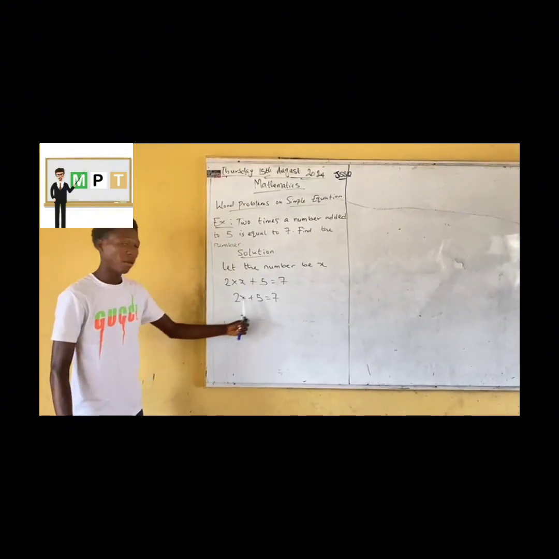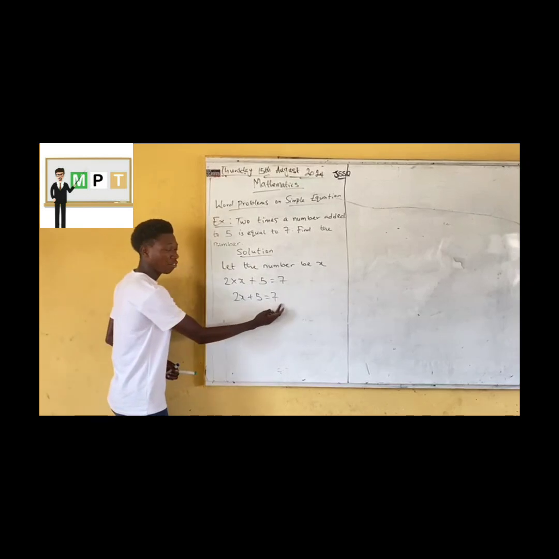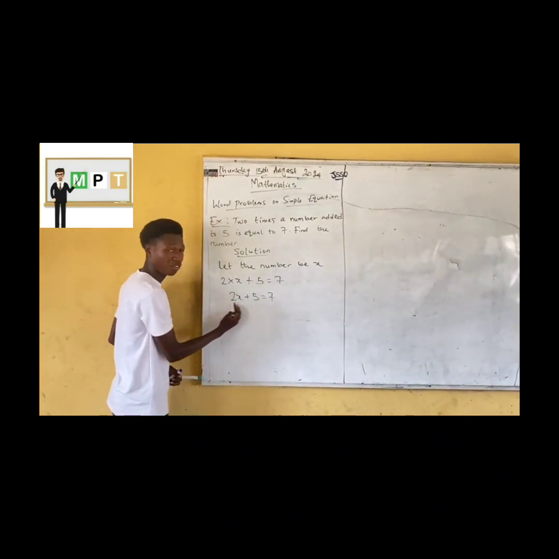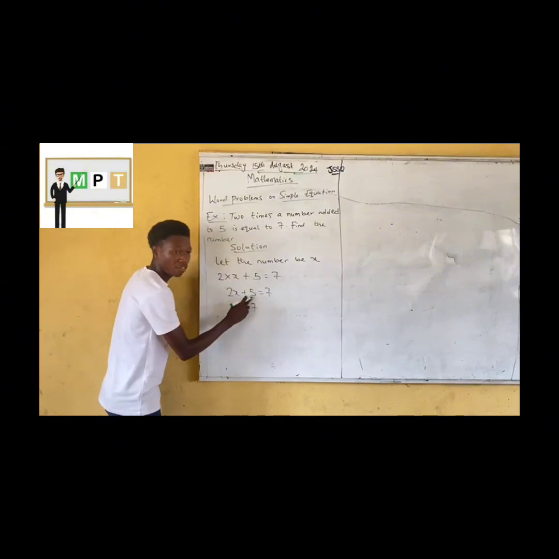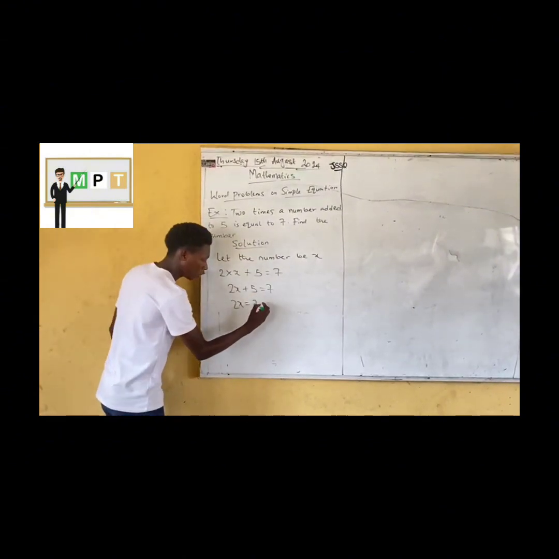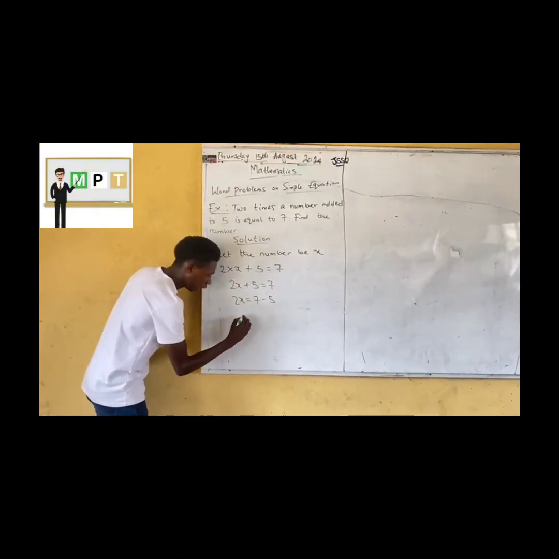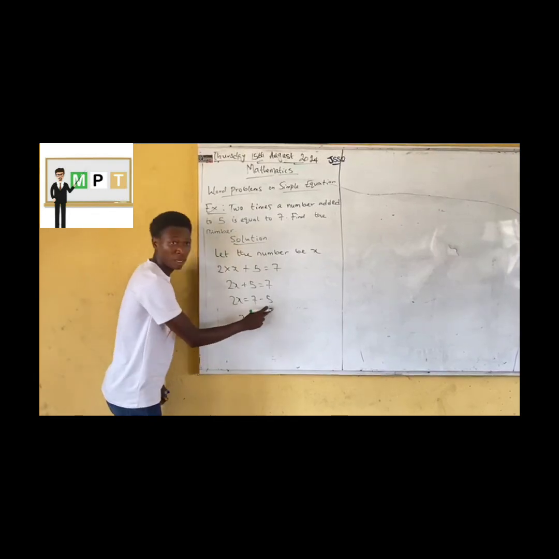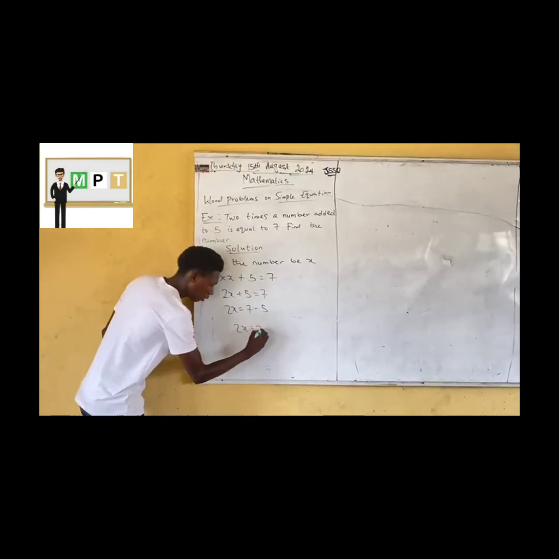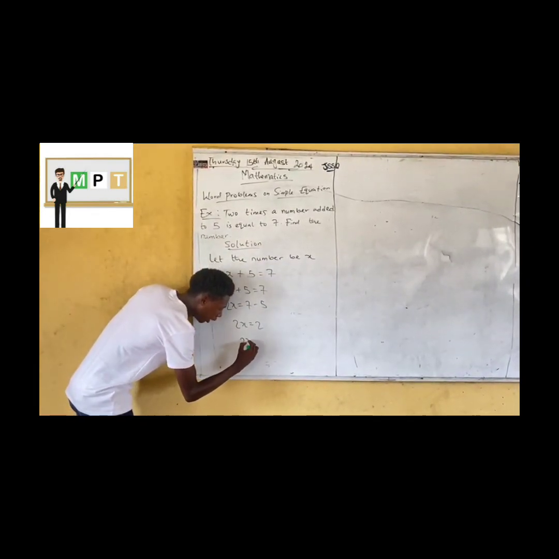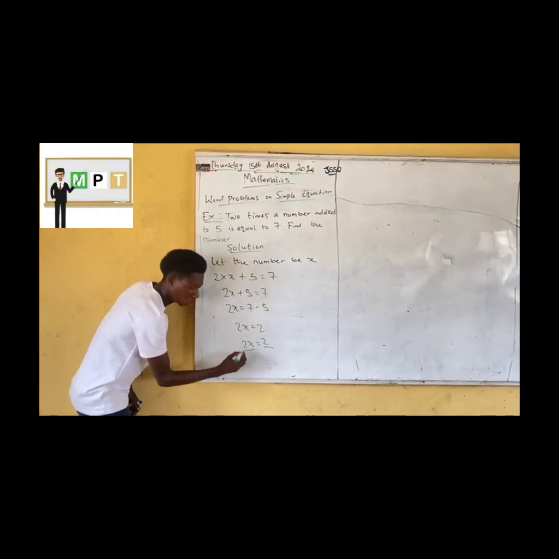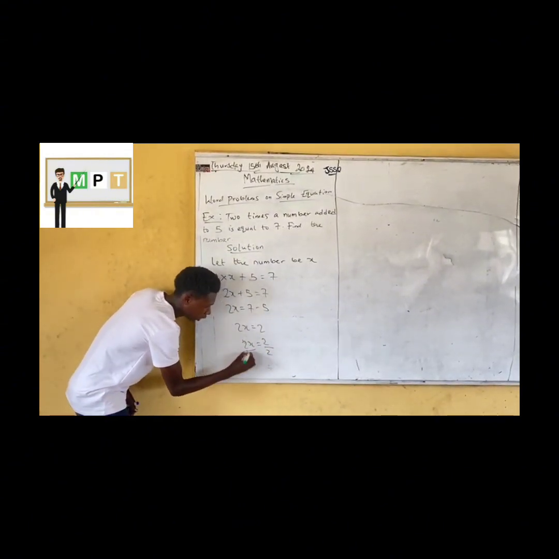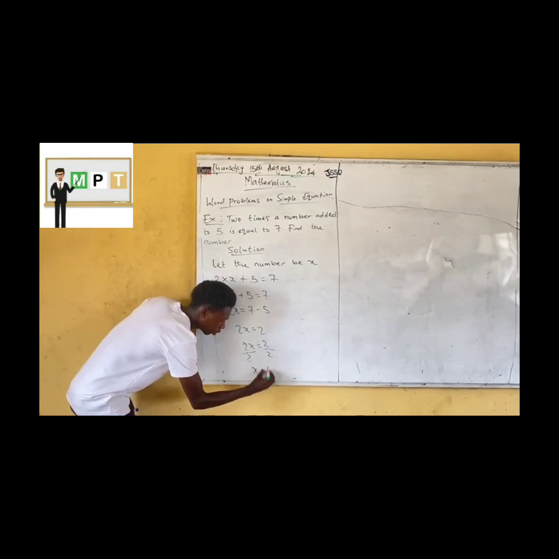How do we do that? By collecting like terms. 7 and 5 are like terms. We know we cannot add 5 and 2x. So if we have 2x is equal to 7, 5 is positive here, coming to the other side becomes negative. And we have 2x is equal to 7 minus 5, which gives us 2. So 2x is equal to 2. Divide both sides by the coefficient of x, which is 2. So 2 cancels 2, and our x is equal to 1.